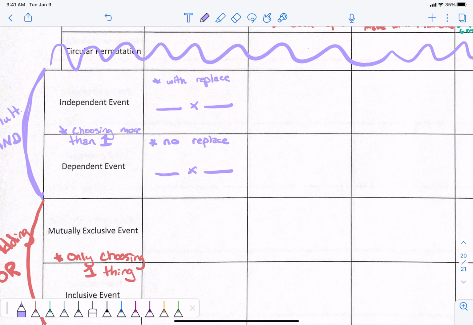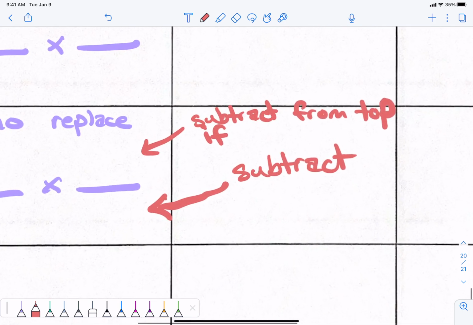And when you have no replace, a lot of times you will subtract from the bottom. Okay, you'll subtract from the bottom, and you maybe subtract from the top. When do you subtract from the top number also? If you're looking for 2 of the same, like 2 aces or 2 queens or whatever. Does that make sense? Do you understand what I'm saying by that? If you don't, you can tell me.